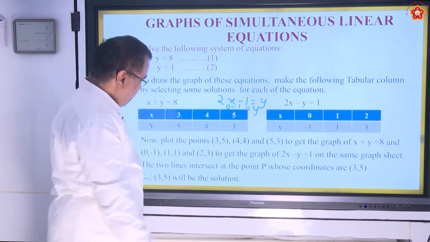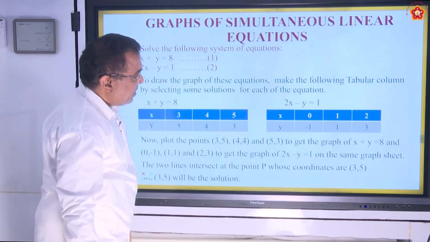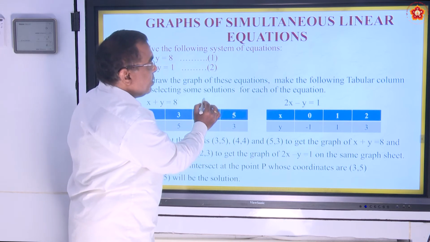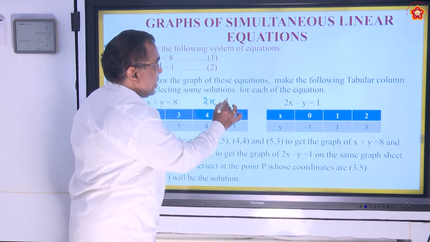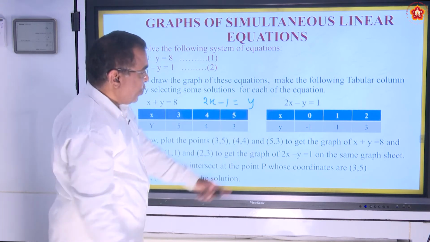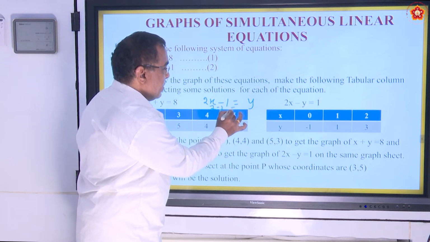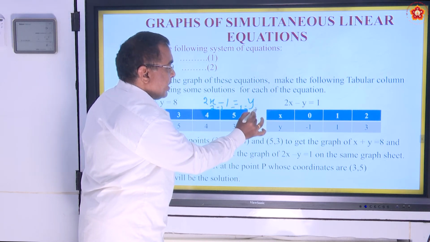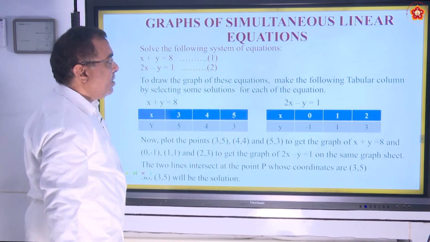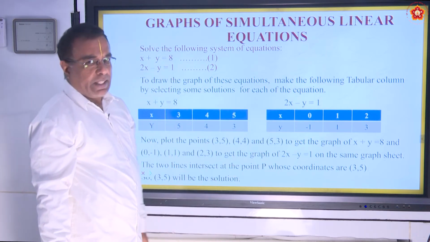I hope you are clear, students. Same thing: if x equals 1, what will happen to the y value? It is going to be 1. We'll do that also. So 2x minus 1 represents y. If x equals 1, 2 into 1 is 2, minus 1 is 1. That is our y value. In the same way, when the x value is 2, you will observe that the corresponding y value will be 3.